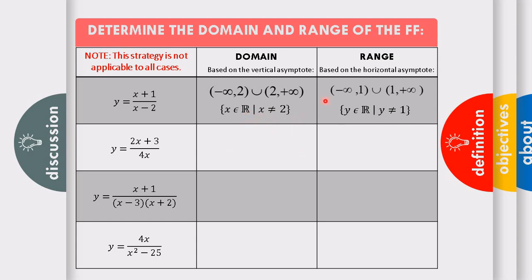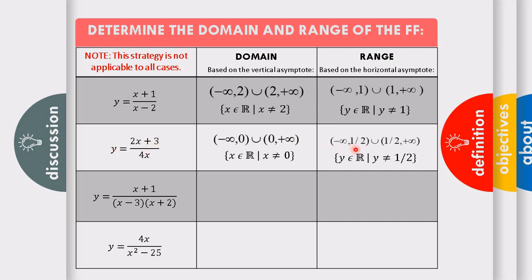So that's it. The second one, 2x plus 3 over 4x. The domain is based on the vertical asymptote. So we have a vertical asymptote of 0. Therefore, negative infinity to 0, union 0 to positive infinity. So x, an element of real numbers, such that x is not equal to 0. Then the horizontal asymptote, we have 1/2 a while ago. So from negative infinity to 1/2, union 1/2 to positive infinity. So y is an element of real numbers such that y is not equal to 1/2.